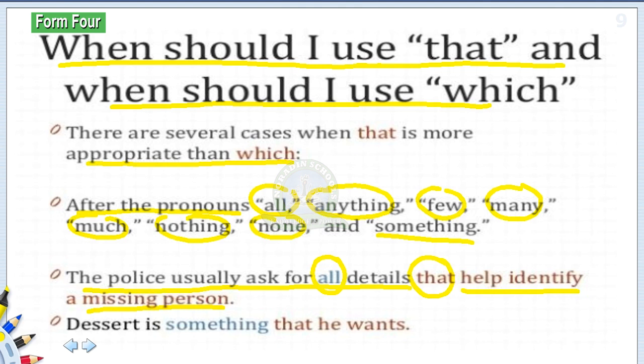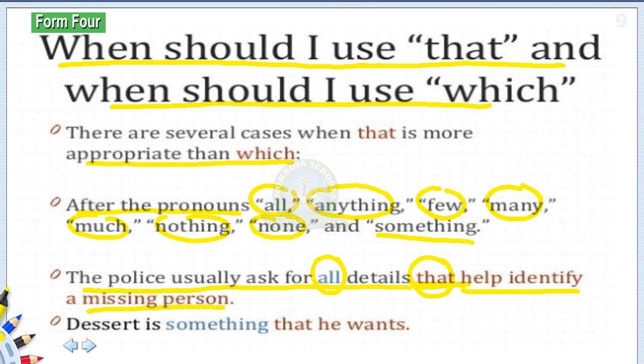Do not use which. So in your examination or your exercises, assignments, activities, if the teacher says to you which one is correct, they give you a space in here, and they say which one is correct, that or which.